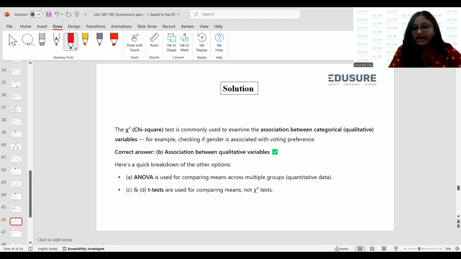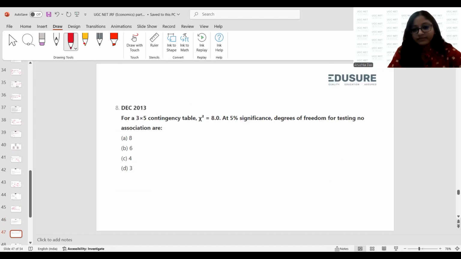So here B will be the right answer. You can see this explanation here. I have given you why the other options are not true. That is also given. Exactly what I have explained.